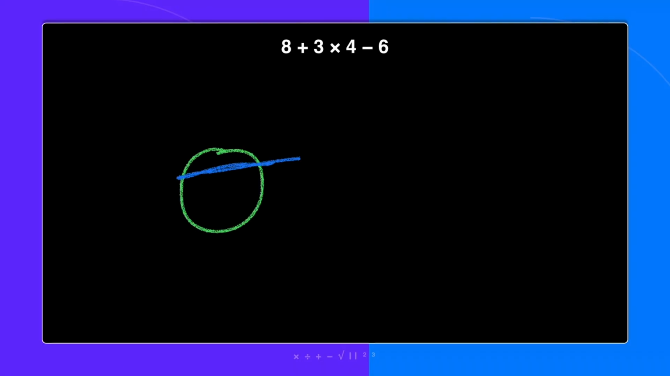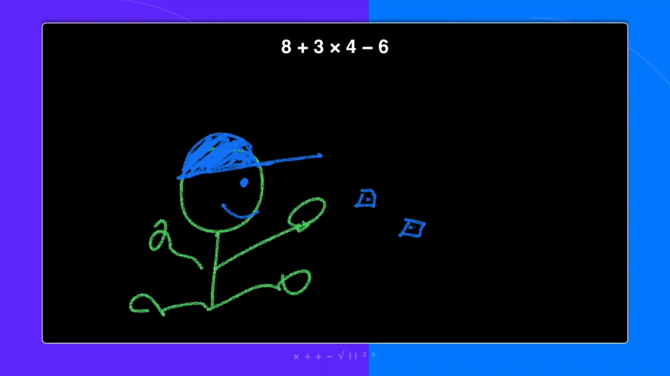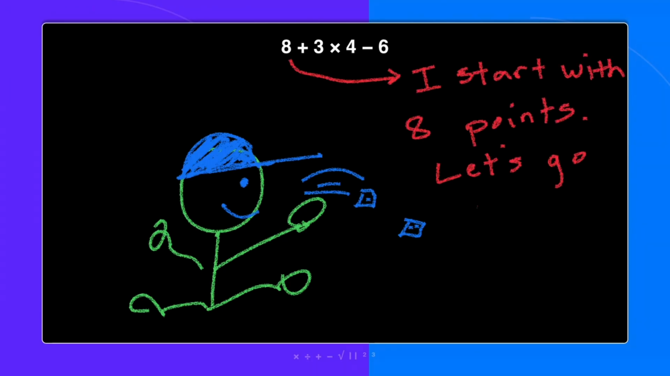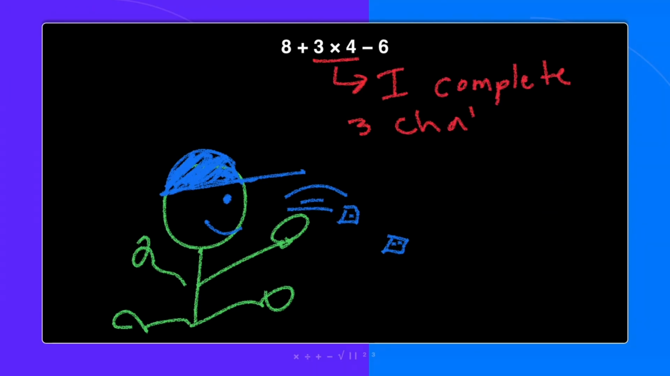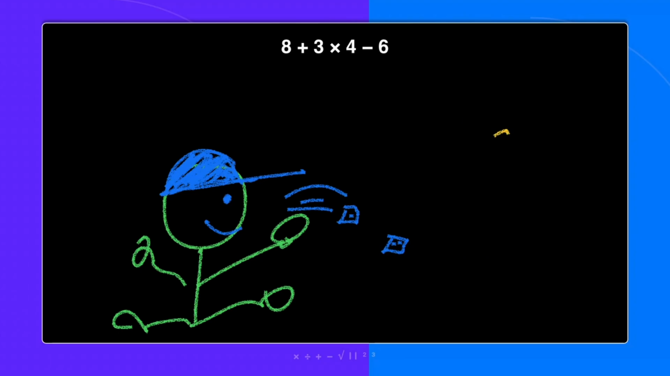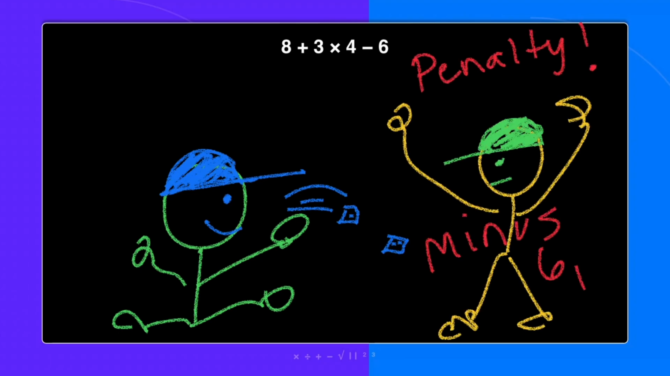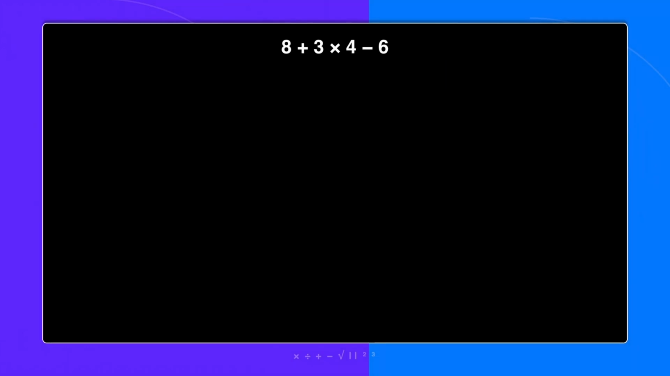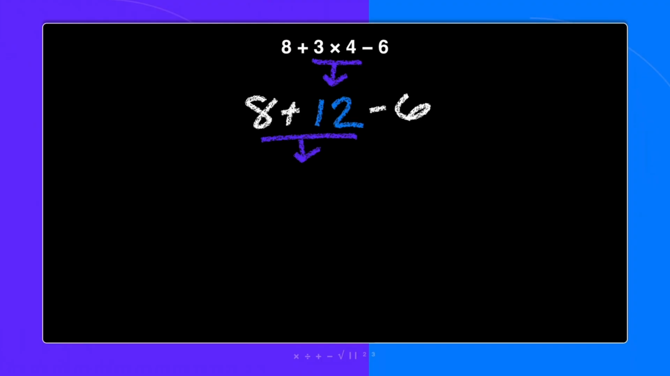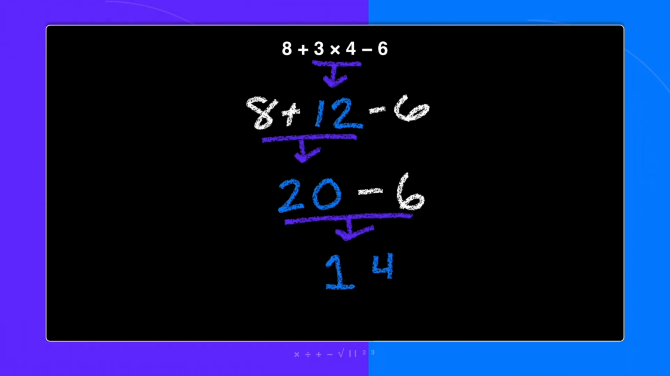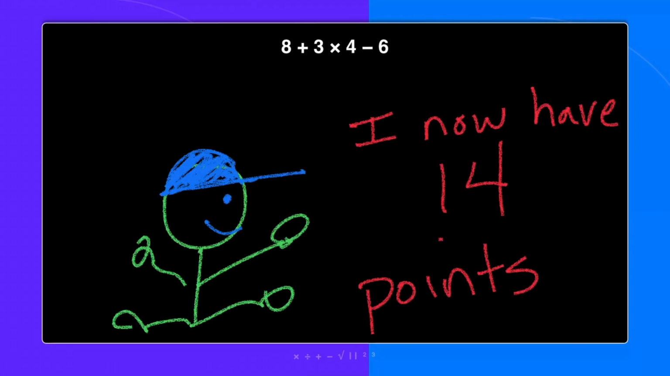So how does this relate to the real world? Imagine you're playing a game and you have 8 points right now. Then you complete 3 more challenges and each challenge is worth 4 points. But then you lose 6 points on a penalty. So your score would be 8 plus 3 times 4 minus 6, right? Because you'd start off with 8 points, and then you're adding on 3 groups of 4 points. Then you got that penalty, so you'd be taking away 6 points, and your final score would be 14 points. So that's one way of thinking about this.